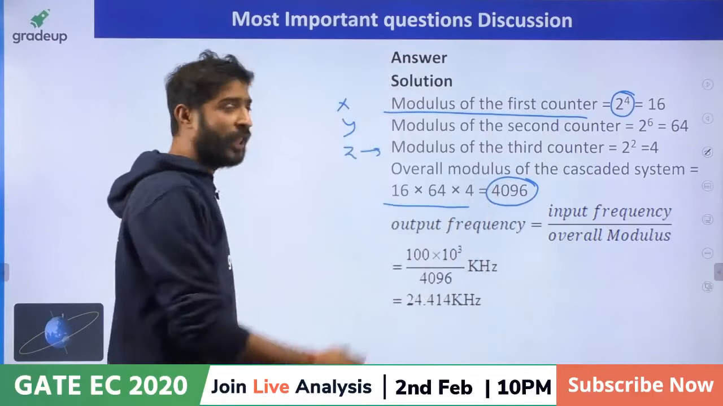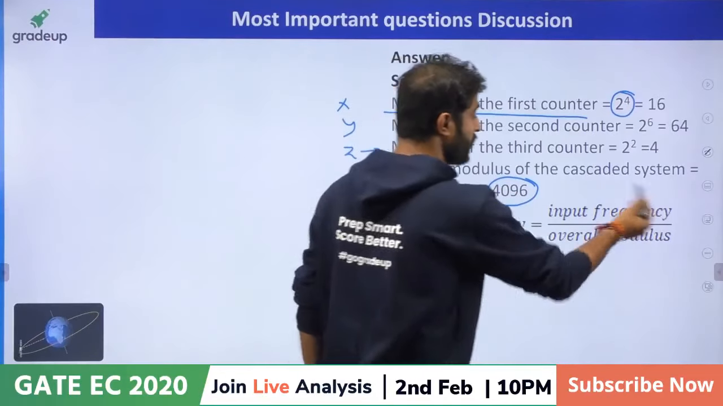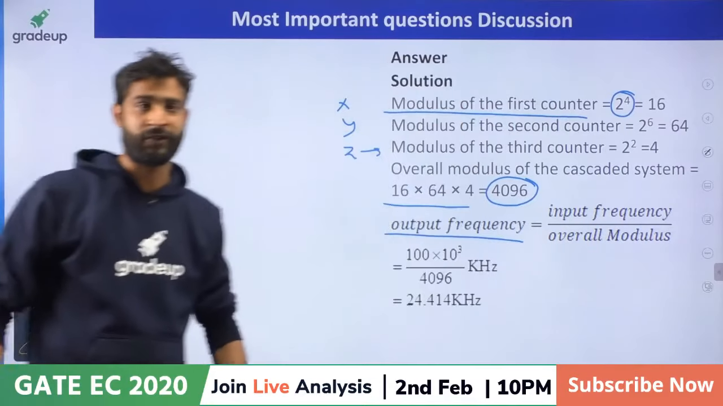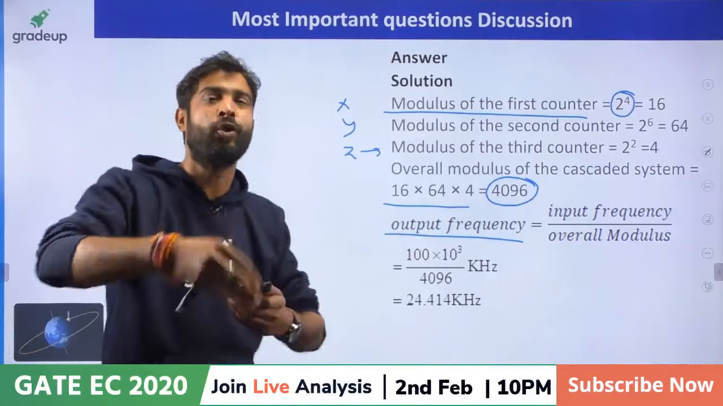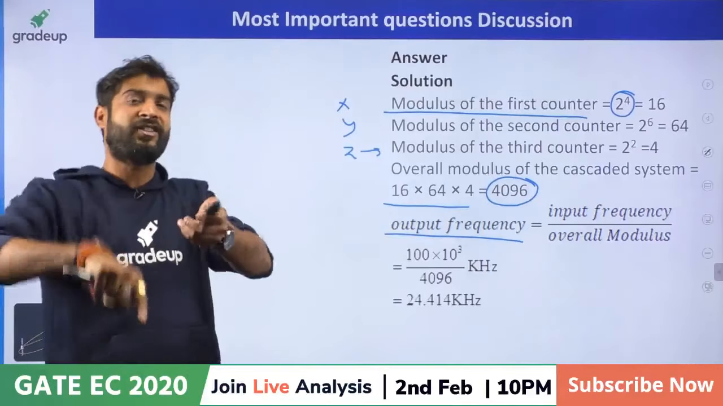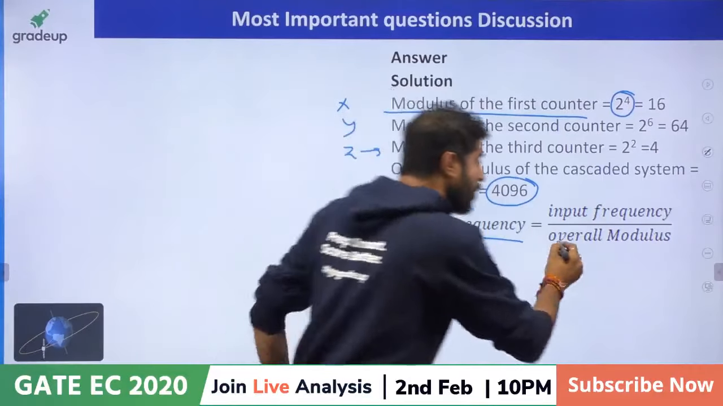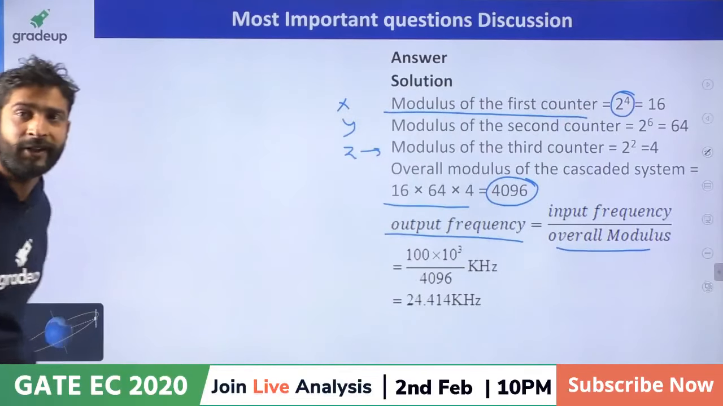right? And we know that output frequency is just the input frequency divided by overall modulus, right? And what is the modulus of the counter? The number of states that is utilized by the counter is called modulus or mode of the counter, right?